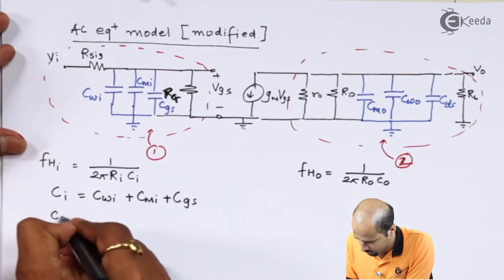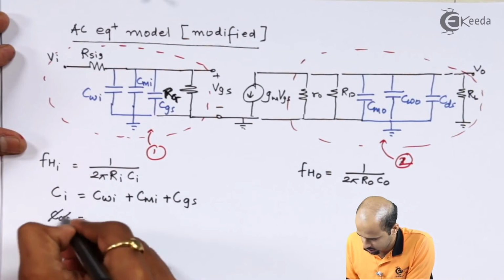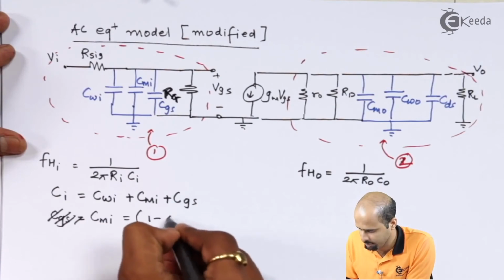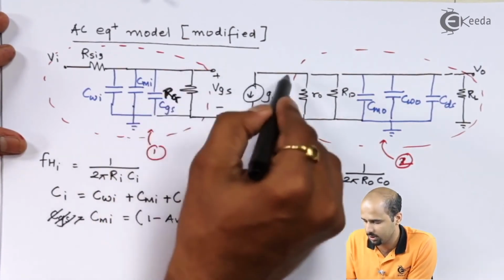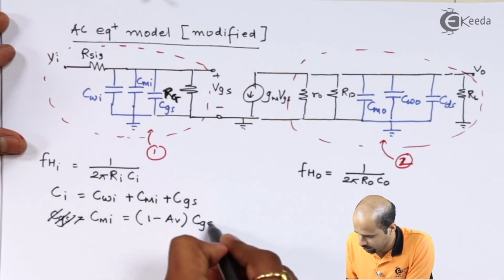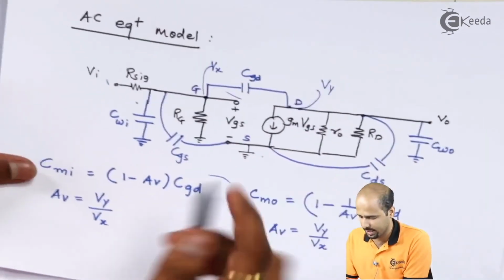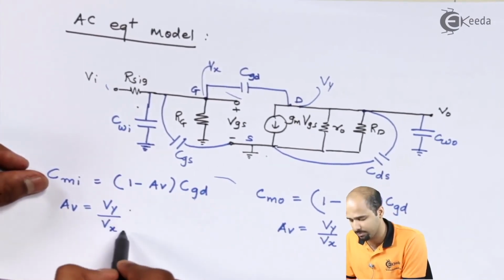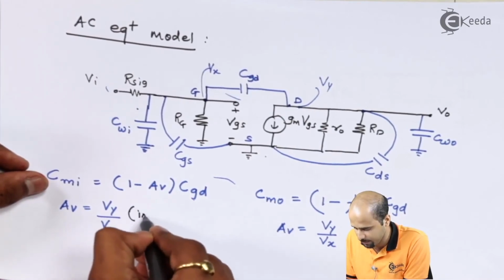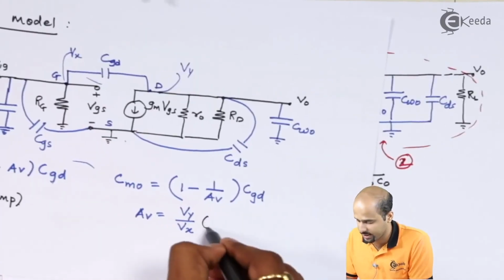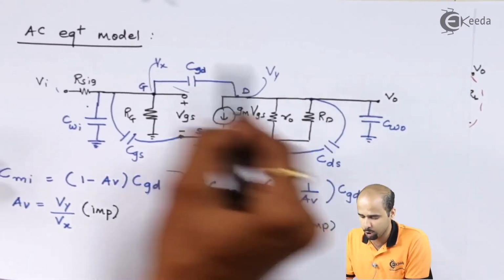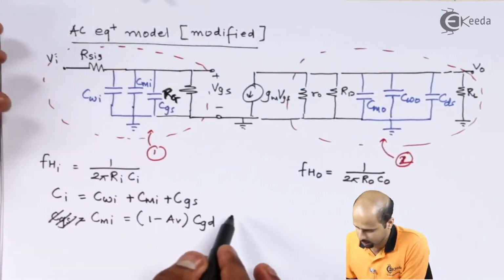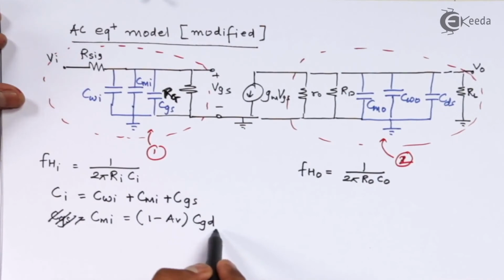The input Miller capacitor, Cmi, is 1 minus Av multiplied by CGD, which we already calculated in the earlier slide, where Av is equal to Vy divided by Vx. This is a very important step that we have to consider. Otherwise you will get a wrong answer if you consider Vo divided by Vi directly when the input source resistance is given, so you have to take that care. So Cmi is 1 minus Av into CGD.